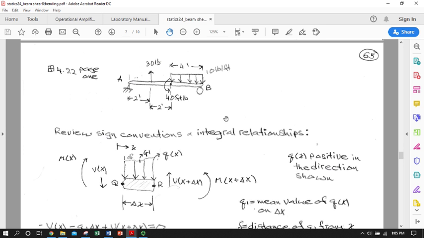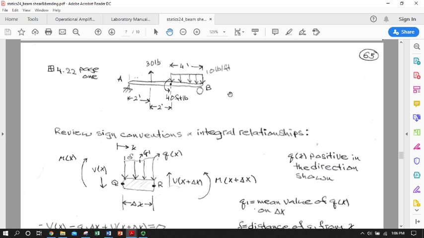Pretty similar to our first example, a little bit different constants. Simply supported beam here with a hinge at A and a roller support at B. So three forces can be applied at the supports. We have a single point load at x equals 2 feet. We have a point couple of 40 foot-pounds being applied at x equals 4 feet, and then we have a distributed load of 10 pounds per foot being applied between x equals 4 feet and the end of the beam at 8 feet. So the total beam length is 2 and 2 and 4, which is 8.